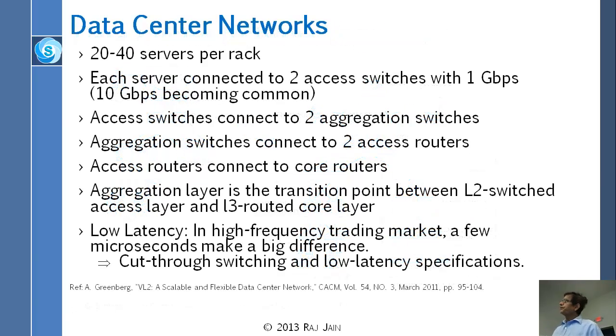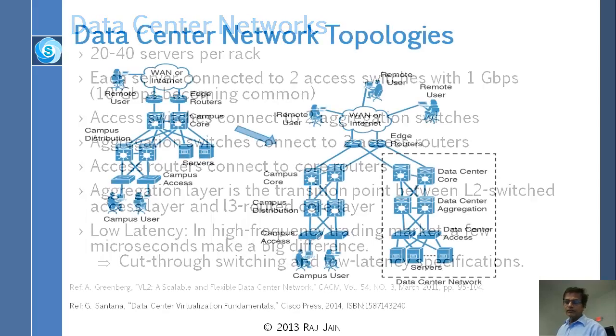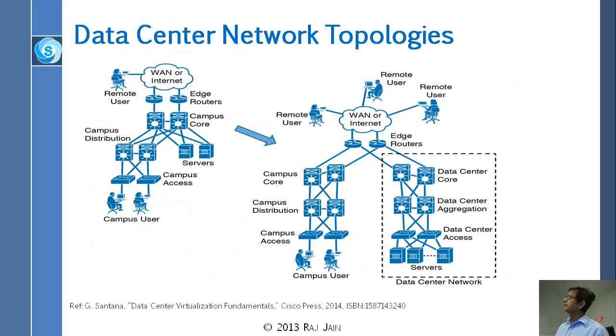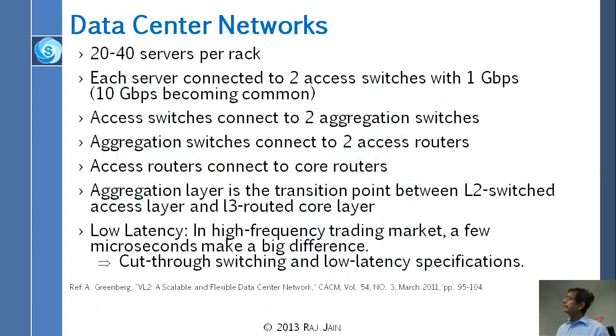So each access switch connects to aggregation switches, which connect to the core routers, if you want to call them core routers, which connect to the edge routers. The edge routers are outside. These are the edge routers. They connect to the internet, and the core routers are inside this domain. And the aggregation layer is the transition point between L2 and L3.